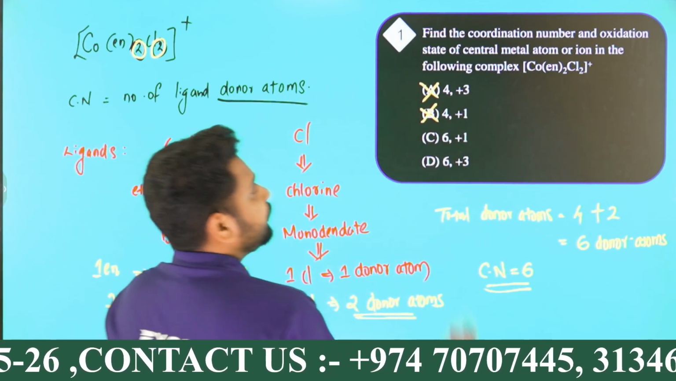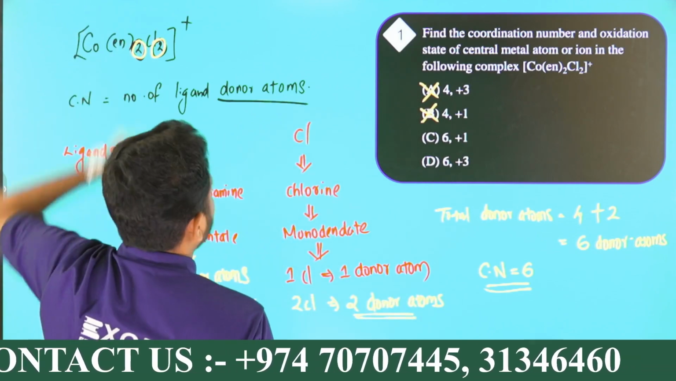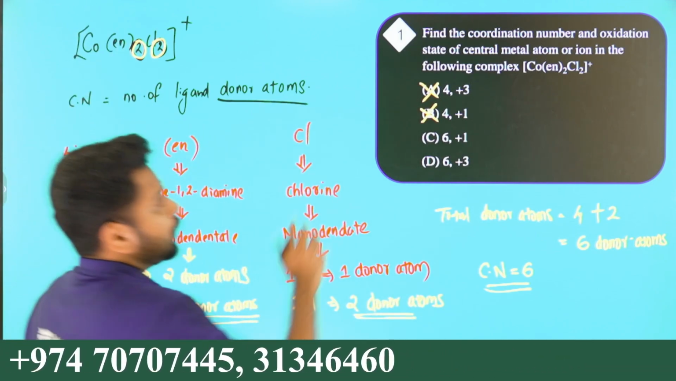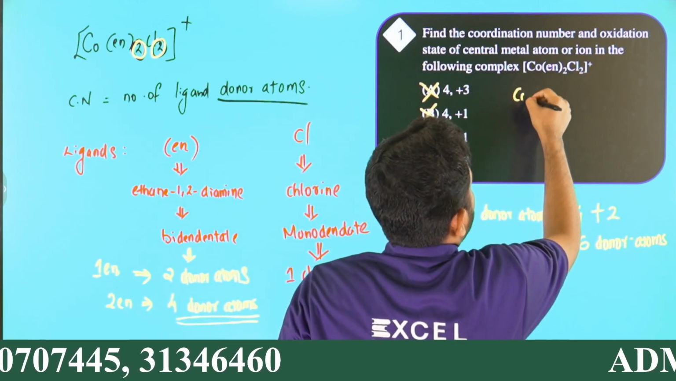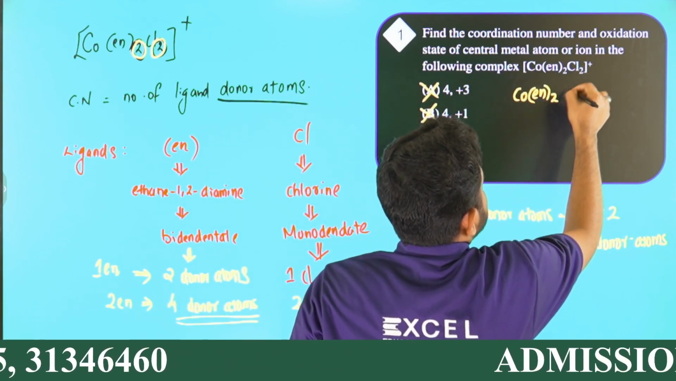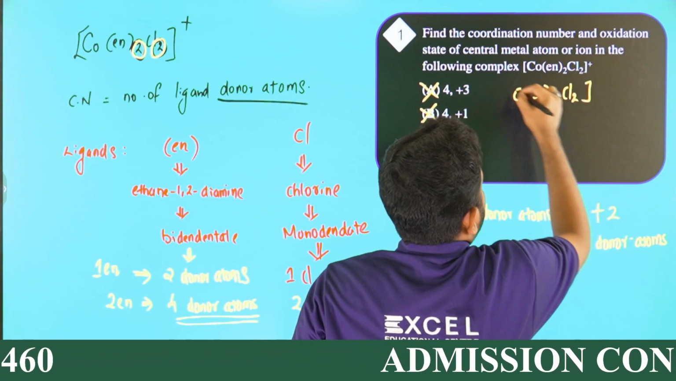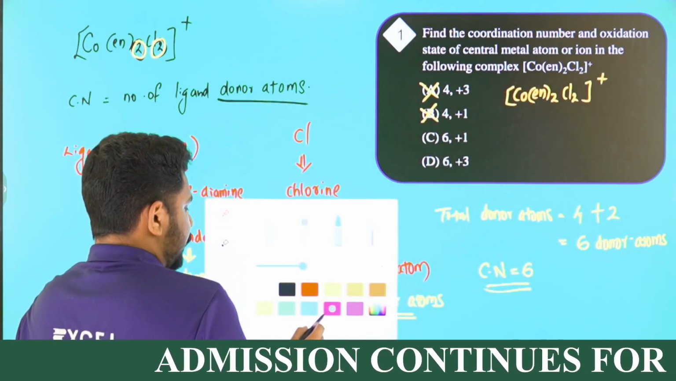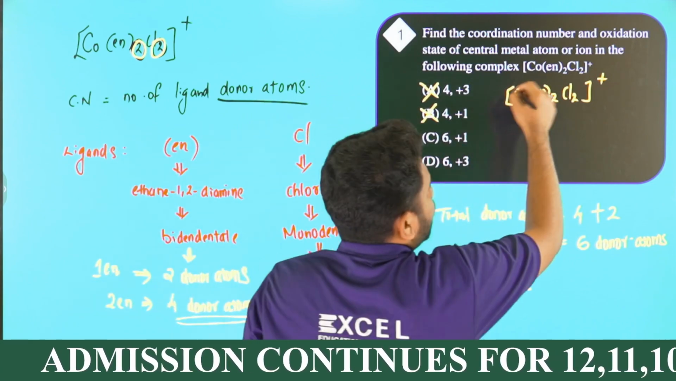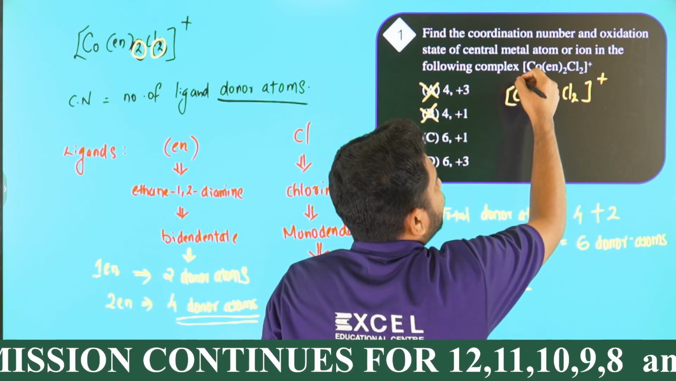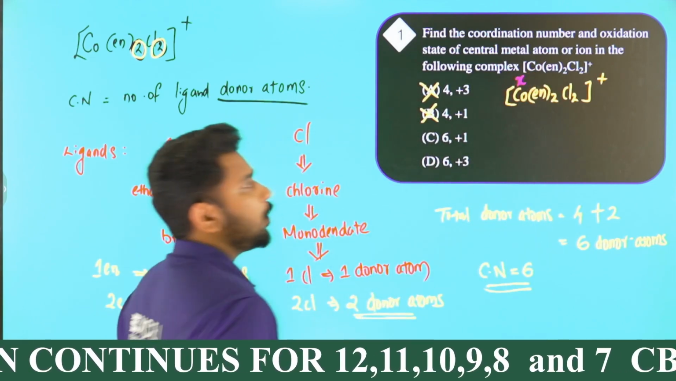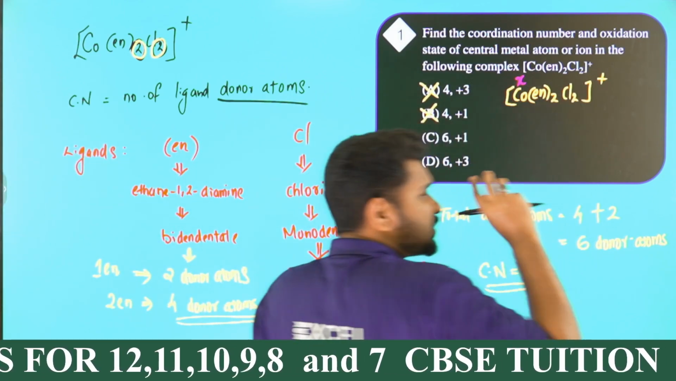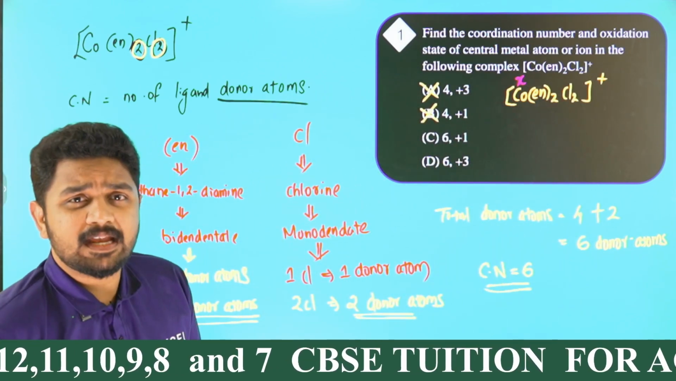So how can we find the oxidation number of this particular compound? For finding the oxidation number, what you need to do: this is the compound [Co(en)2Cl2]+, with a plus charge, right? And what is the next step you need to do? Take the oxidation state of cobalt as x. And what is the charge of en?